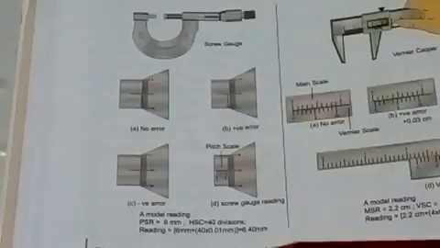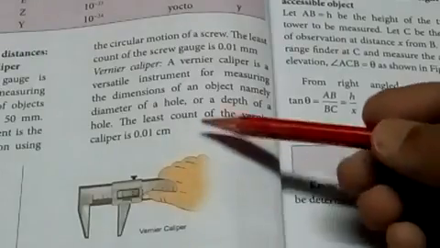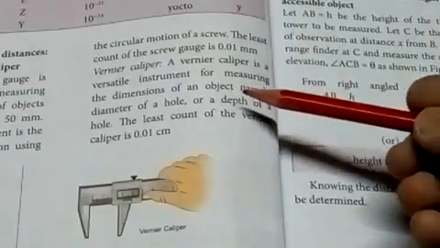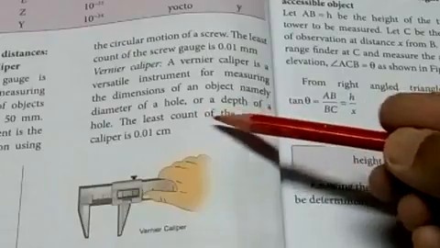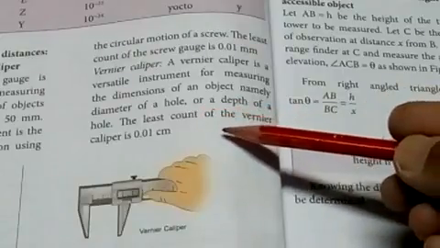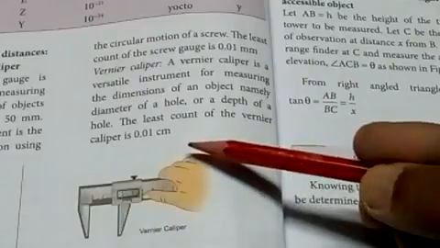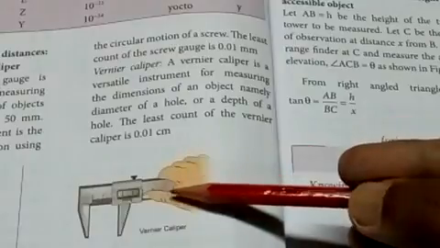Next we'll see what a vernier caliper is and how it works. A vernier caliper is a versatile instrument for measuring the dimensions of an object, namely the diameter of a hole or the depth of a hole. The least count of vernier caliper is 0.01 centimeters. I have a pencil here. We can find the diameter of the pencil using the vernier caliper easily. So this is a vernier caliper.